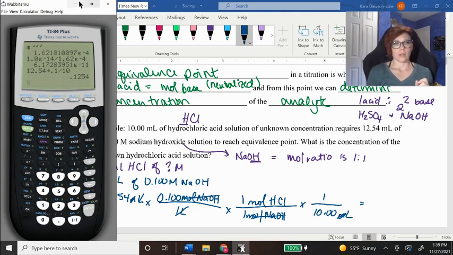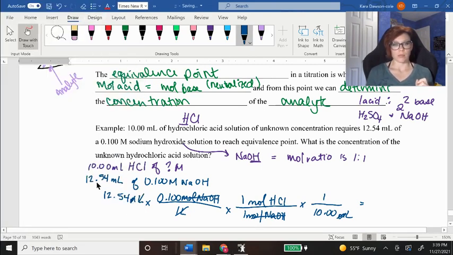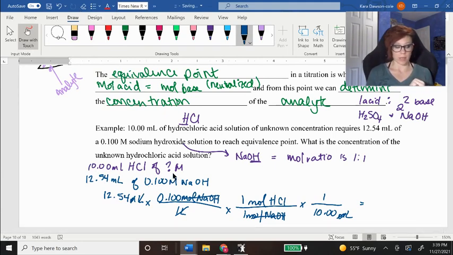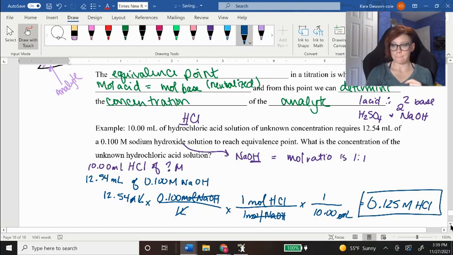And let's look at sig figs. So I got 4 sig figs, 4 sig figs, 3 sig figs. So I need 3 sig figs in my answer. So 0.125 molar HCl. I'm done with that problem.